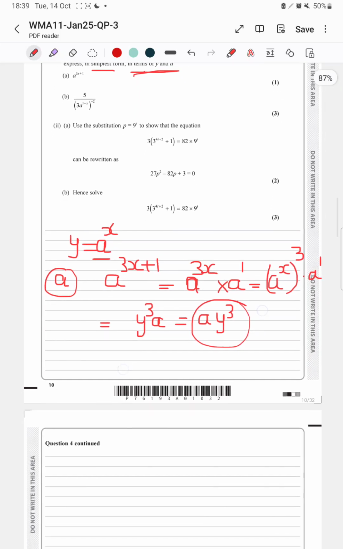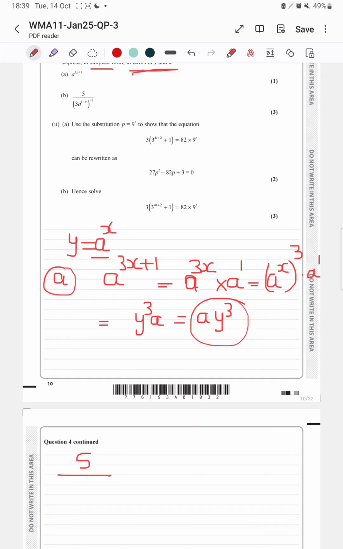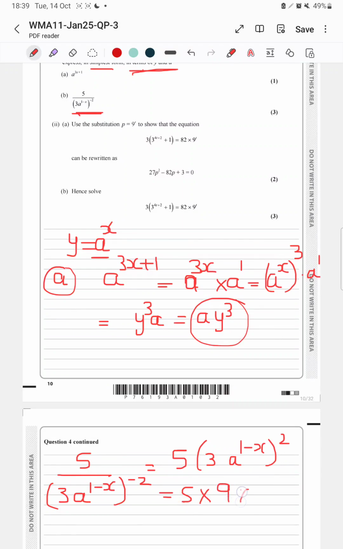Then we have the second part of this question, which says 5 over (3a to the power of 1 minus x over 4a), and then the whole thing raised to the power of -2. Because this whole thing has a power of -2, I will bring it up. So this will be 5 times (3a to the power of 1 minus x) to the power of 2. So from here it will be 5 times 3 squared, which is 9, and times a to the power of 1 minus x multiplied by 2. It is this rule, a to the power of b whole raised to the power of c, so these powers multiply. So 1 minus x will be multiplied, so it will be 2 minus 2x.